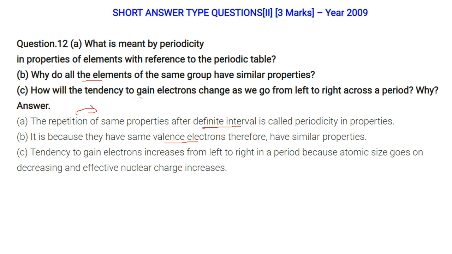How will the tendency to gain electrons change as we go from left to right across a period? The tendency to gain electrons increases from left to right as we go across a period because the atomic size goes on decreasing and the effective nuclear charge increases.